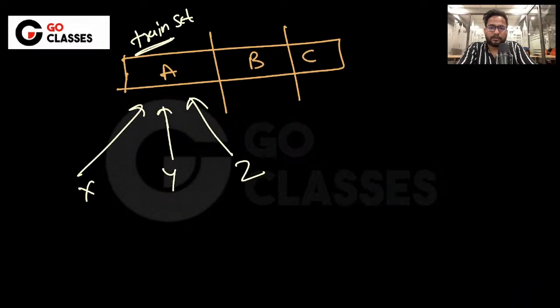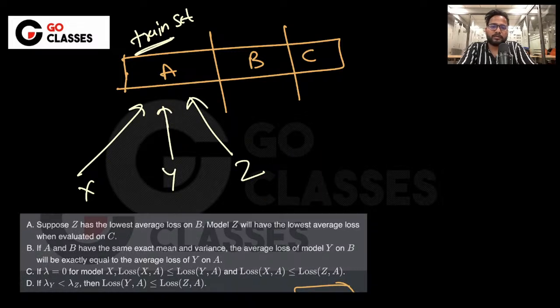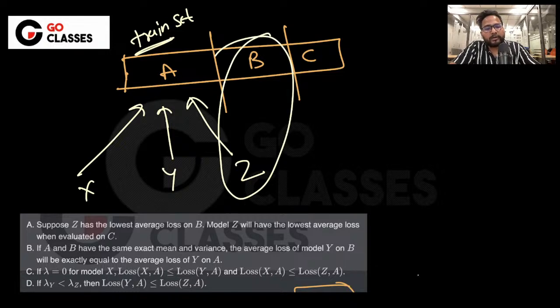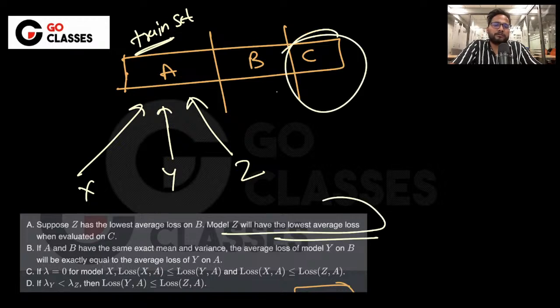I mean everything on the same page. Yes, okay, I think you can see everything on the same page, right? Okay, so now they are saying Z is having lowest error or lowest loss on this B. B is some test set, you don't worry about the B. They are saying, okay, if you evaluate on B, it will be having lowest among X, Y, Z, among all. And then Z will also be having lowest on C.